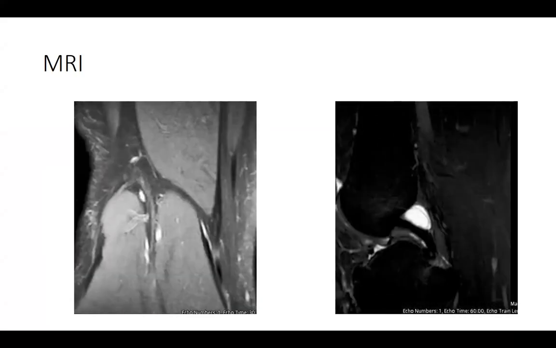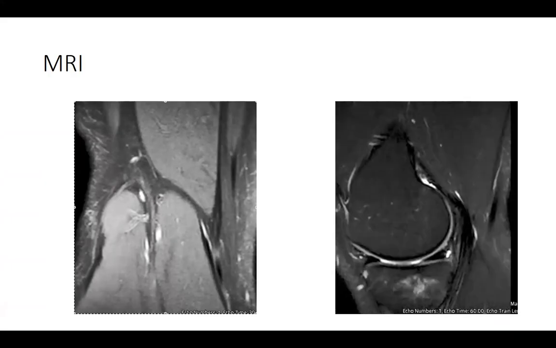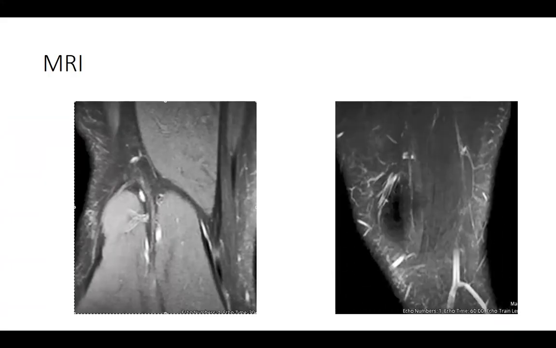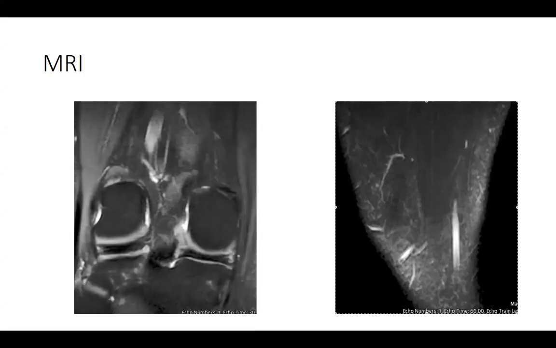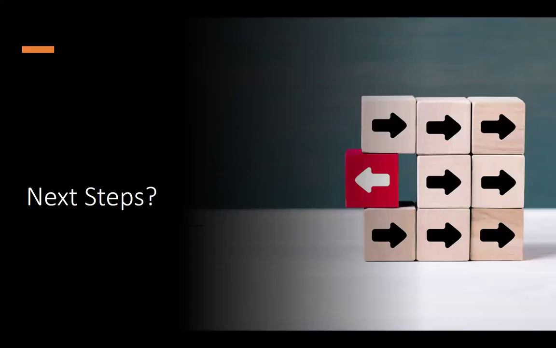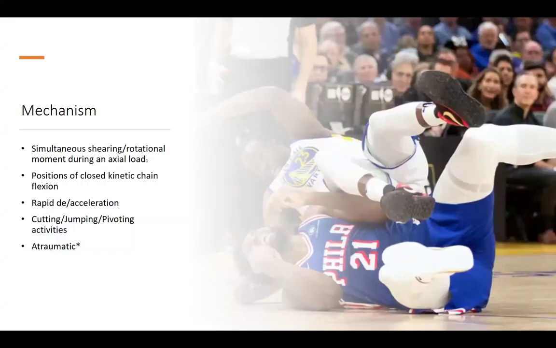We see a large bucket handle medial meniscus tear with evidence of displacement into the intercondylar notch. Again, pause for a second and let's think about how we would approach this type of injury. We'll revisit in just a few minutes.